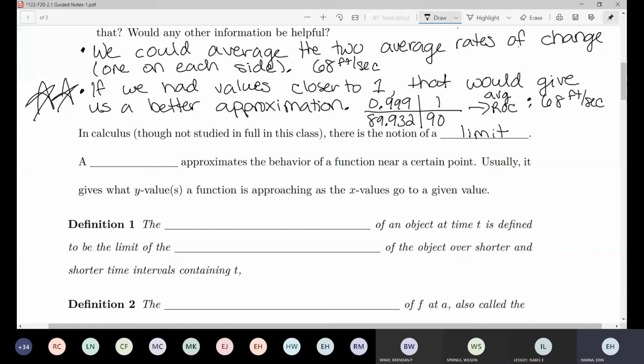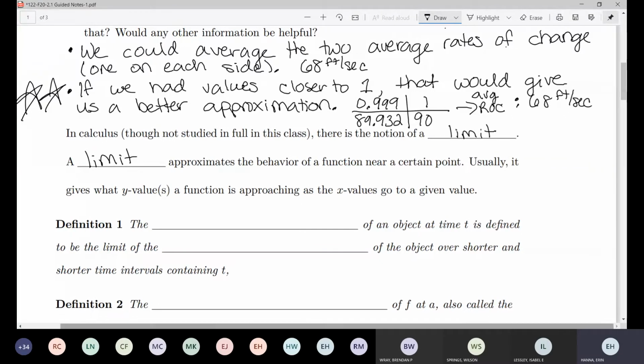So the notion of a limit. A limit is going to approximate the behavior of a function near a certain point. Usually what that's going to mean is it's going to give you a y value that the function is approaching as the x values go to a certain value. What do I mean by that? Let me show you a picture off to the side. Again, we don't go into this in full detail at all, but we need to understand the spirit of it to be able to understand these next two definitions.